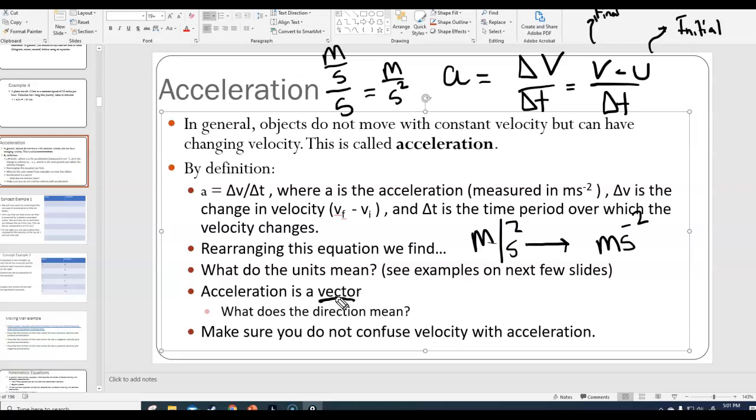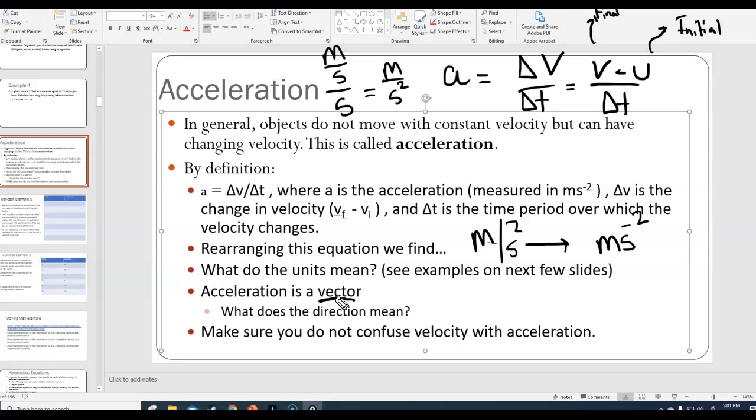Velocity does. If you tell me your velocity, that tells me, number one, how fast you're moving, and number two, the sign of that would tell me in what direction you're moving. Acceleration has nothing to do with how fast you're moving or in what direction you're moving. All acceleration can tell you is how quickly your velocity is changing. So make sure you don't confuse velocity with acceleration.